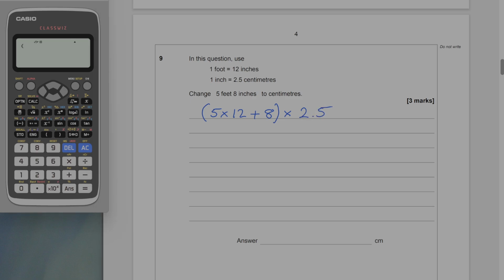So open bracket 5 times 12 plus 8, close bracket, times 2.5, and that should give me my answer, 170. If you've broken it down into a number of steps, that's absolutely fine. There's nothing wrong with that. Arguably, it's clearer where you'd pick up your 3 marks. It's going to be 1 mark for this part, 1 mark for then times it by 2.5, 1 mark for your correct answer.